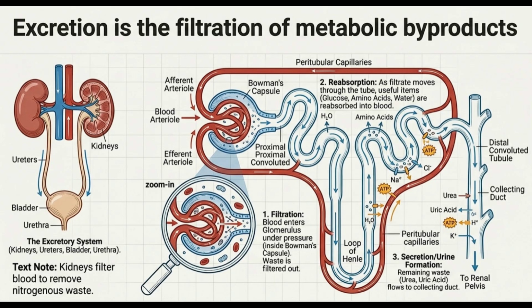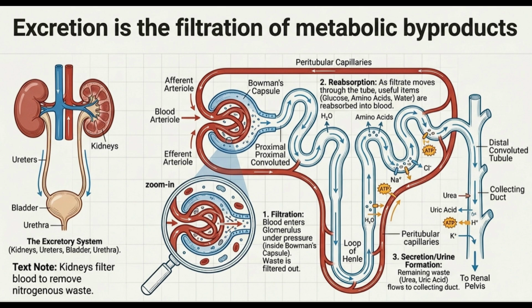Step 1. Filtration. First, blood enters a tiny network of capillaries called the glomerulus inside the Bowman's capsule in the kidneys. Here, filtration happens under pressure, where waste like urea is separated from the blood.